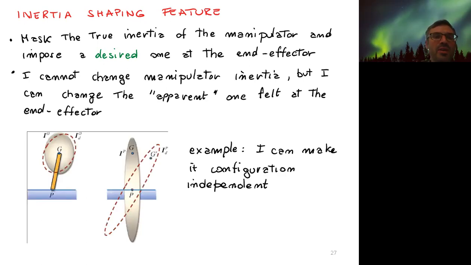So for example, if you have a configuration dependent inertia that depending on the joint configuration is continuously changing, you can make it such that this inertia is always constant. For example, this is useful in case you want to build a rehabilitation robot and you want the patient to always feel the same inertia at the contact when interacting with the robot to do some rehabilitation.